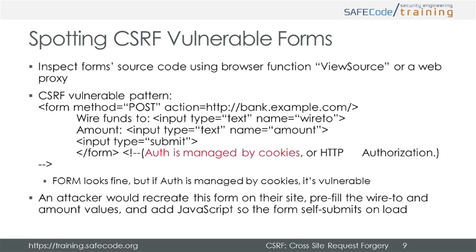As an alternative to inspecting the HTML form code, you can use web proxy tools such as Burp, Charles, or WebScarab to inspect which fields are sent to the server during a form transmission. If unpredictable values are not present, the attacker can embed a forged request in another website. This slide shows an example form.